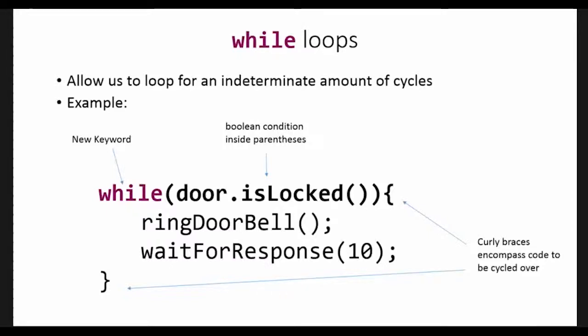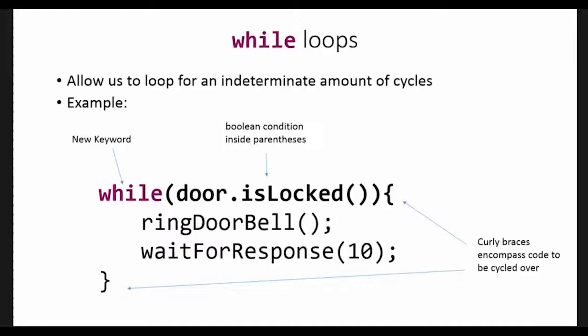If it is locked, ring the doorbell again, wait for a response for 10 seconds, over and over and over again until this condition becomes false. So until the door is no longer locked. And then we will skip down here below the loop and continue with our program.